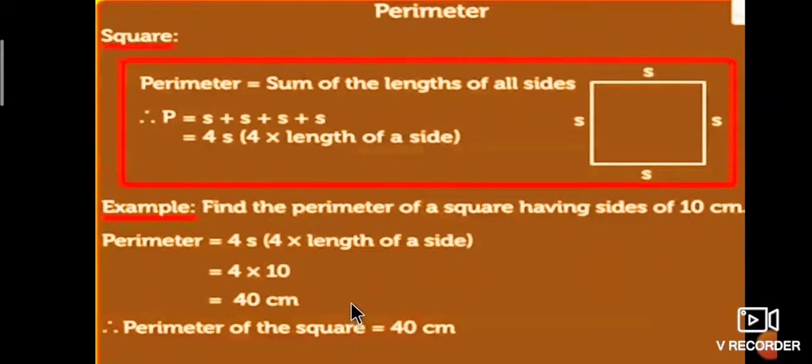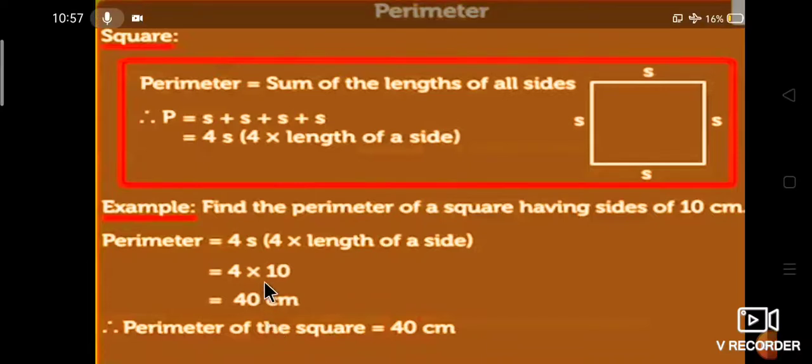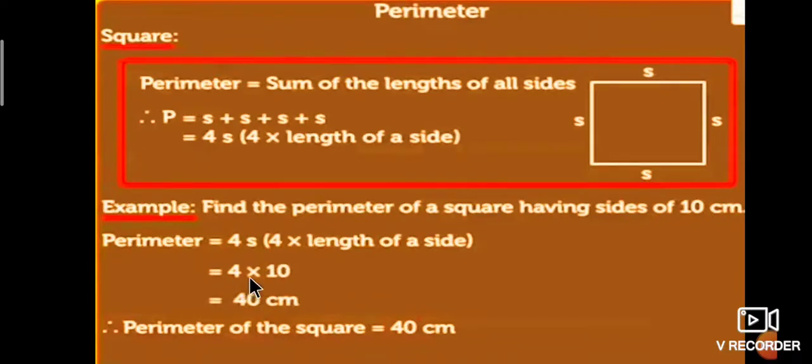We know that, students, the formula for the perimeter of a square is equal to 4S. Therefore, perimeter is equal to 4S, where S is the given side of 10 centimeter. Substitute 10 in place of S: 4 into 10, 4 tens are 40 centimeter. Therefore, the perimeter of the square is equal to 40 centimeter.